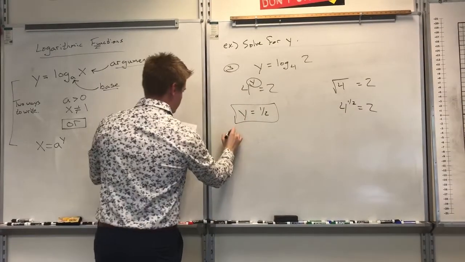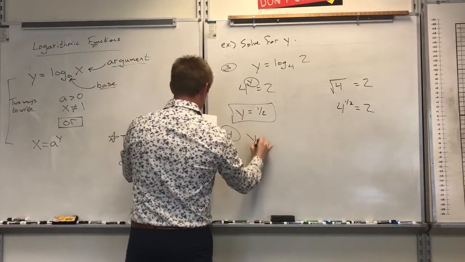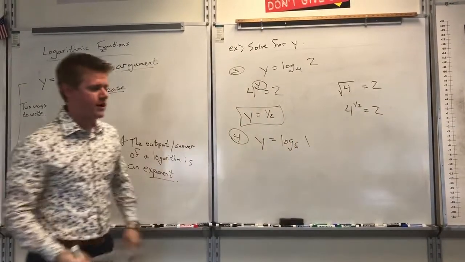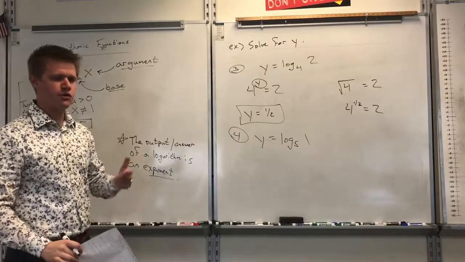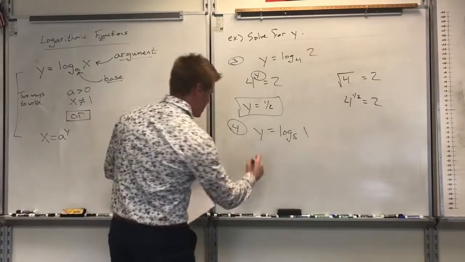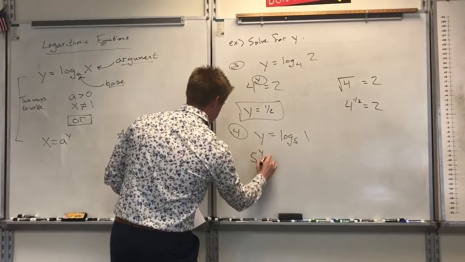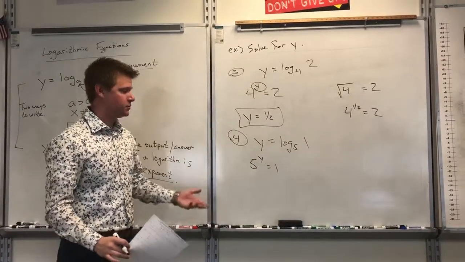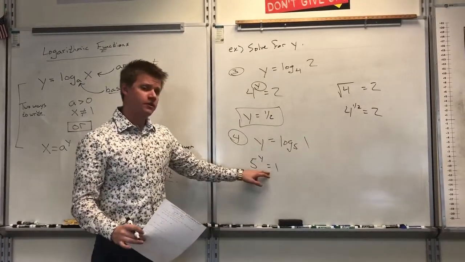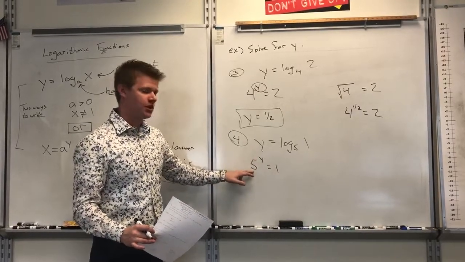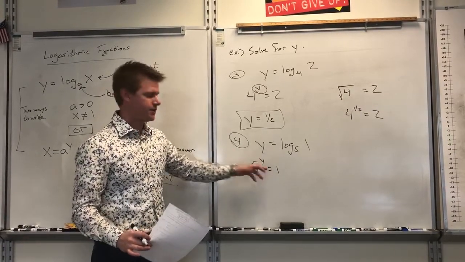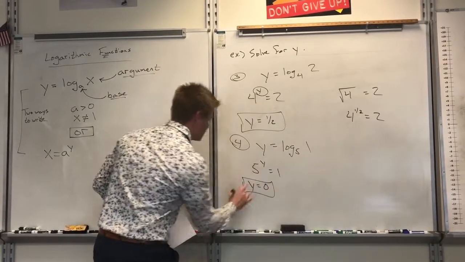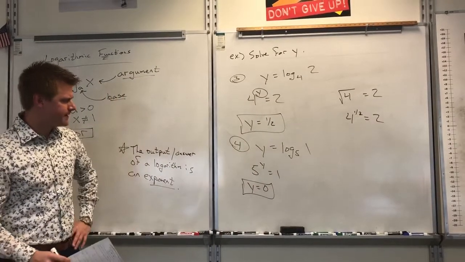Okay. Number 4, y is equal to log base 5 of 1. All right, so again, do the rewrite, and then let's think through what exponent property is going to be used here. 5 to the power of y is equal to 1. So the answer to this question is any term raised to a power of 0 gives us an output of 1. So our exponent here is 0. And that's it.